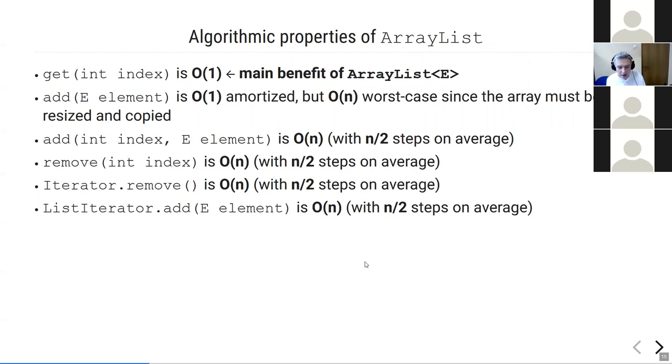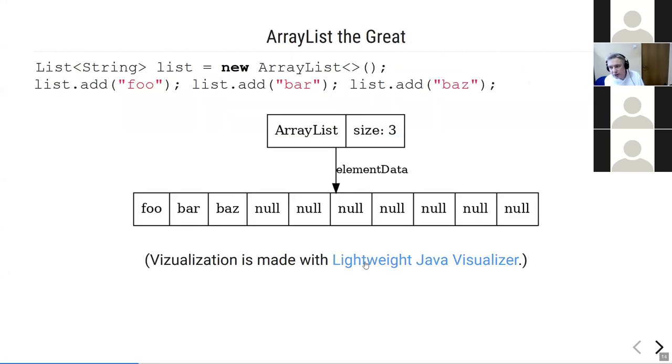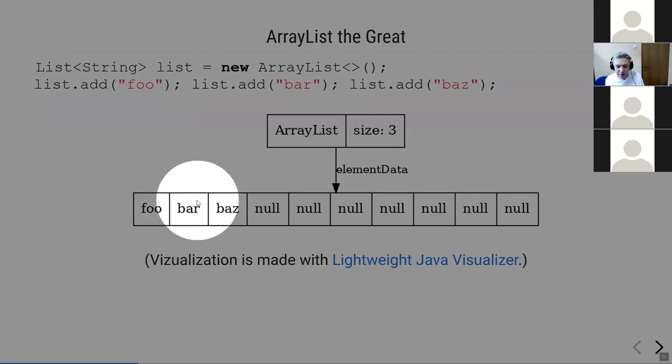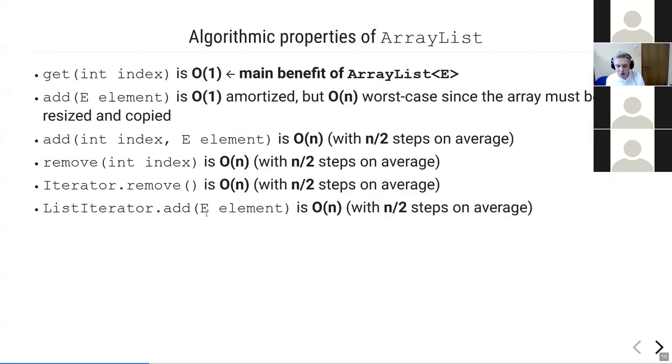And also, a slow operation is adding an element somewhere in between, because we need to shift all the elements to the right if we want to insert somewhere in between. The same goes for deletion. So insertion and deletion are not the strongest part of array list, of course.